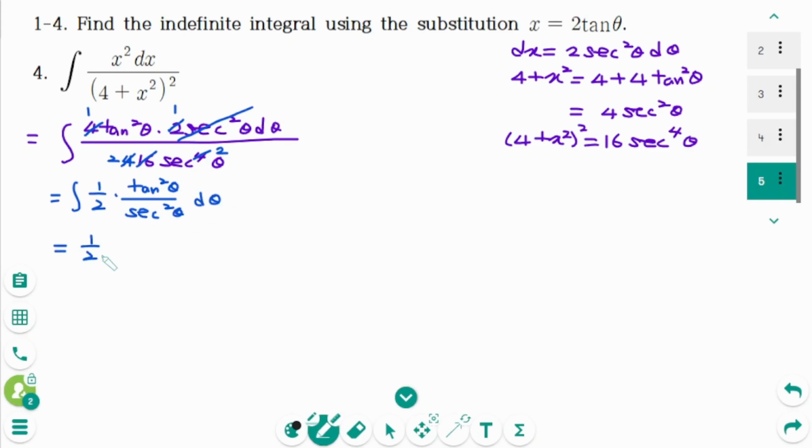Equals 1 over 2 integral of tangent squared theta over secant squared theta. The numerator is sine squared theta over cosine squared theta times 1 over secant squared theta, which means cosine squared theta, make it over 1, then cancelled, leaving sine squared theta.